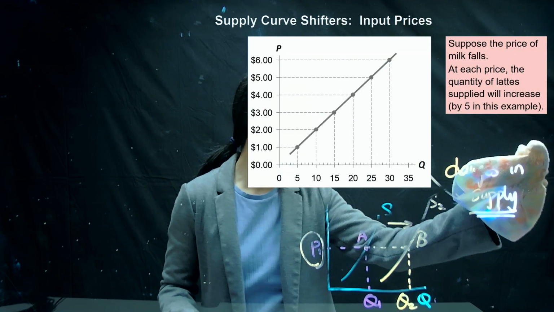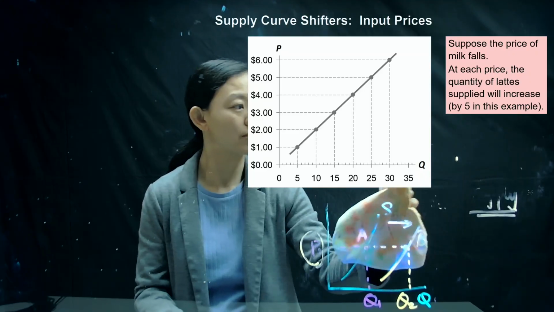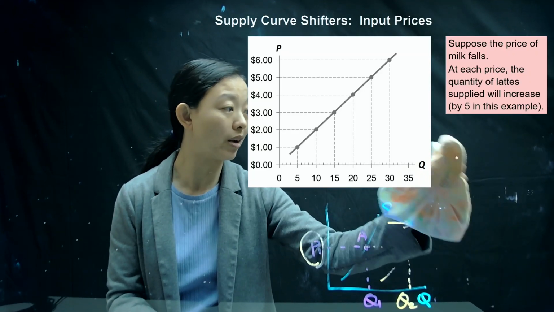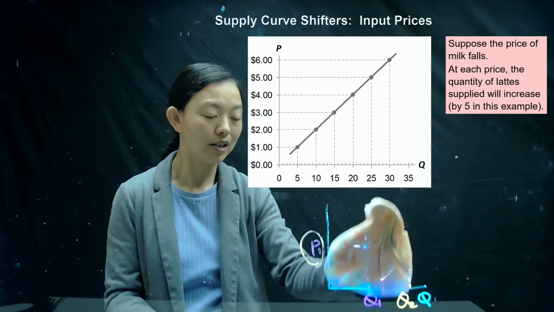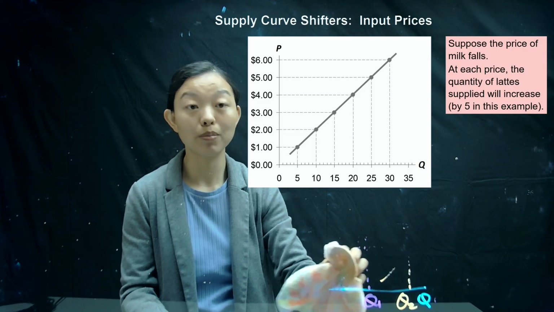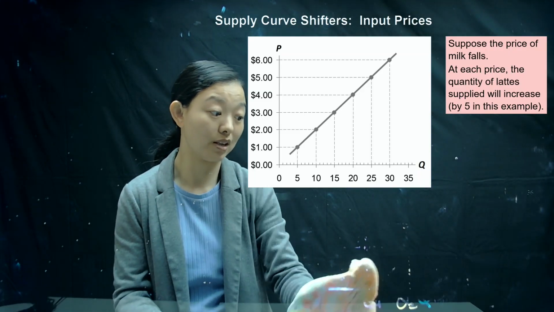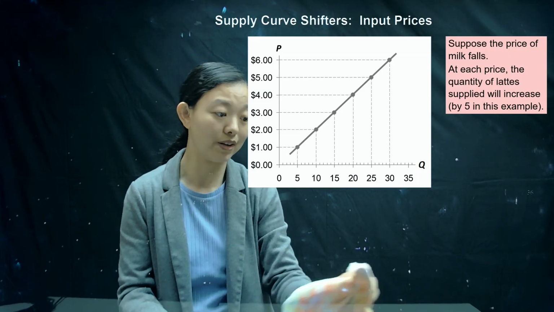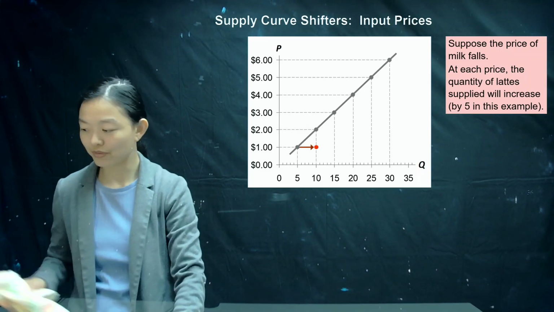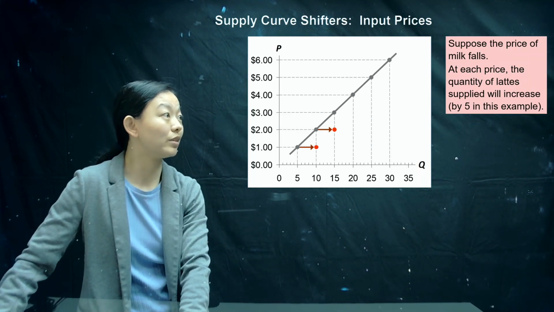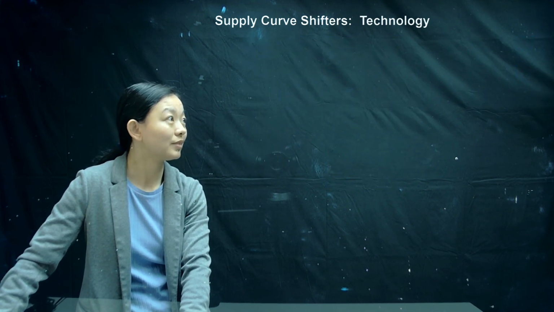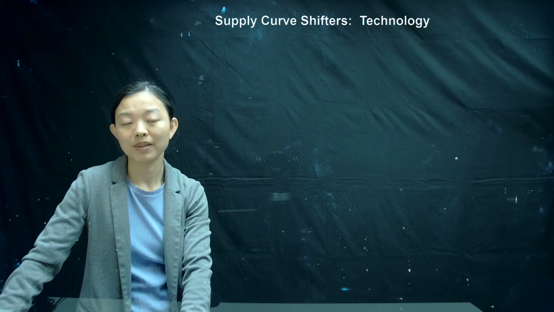So here we assume the milk price decreases. Milk is one of the inputs for latte, right? So if the milk price decreases, then sellers would like to offer more lattes because it's more profitable now, even if the market price doesn't change. So it will shift the supply curve to the right hand side.